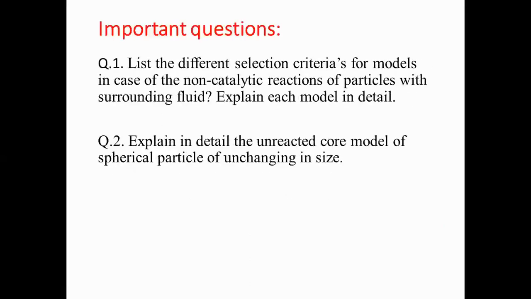So here these 2 important questions are there. First, list the different selection criteria for models in case of non-catalytic reaction of particles with surrounding fluid, and explain each model in detail, with figures: the progressive conversion model and the unreacted core model. Then the next question: explain in detail the unreacted core model of a spherical particle of unchanging size. So this figure and 5 steps you must explain, and what the 3 controlling steps are, you must explain.